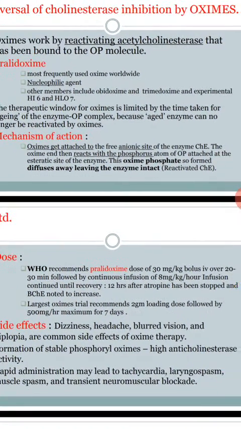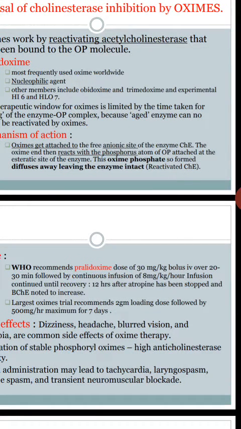So oximes get attached to the free anionic site of the enzyme. Organophosphorus compounds bind only the esteratic site present on the acetylcholinesterase enzyme. They won't bind the anionic site. One site is free, one site is blocked by organophosphorus compounds. So these oximes first get attached to the free anionic site. Later, they immediately interact with the phosphorus atom of the organophosphorus compound that is attached to the esteratic site. Immediately the oxime-phosphate complex is formed.